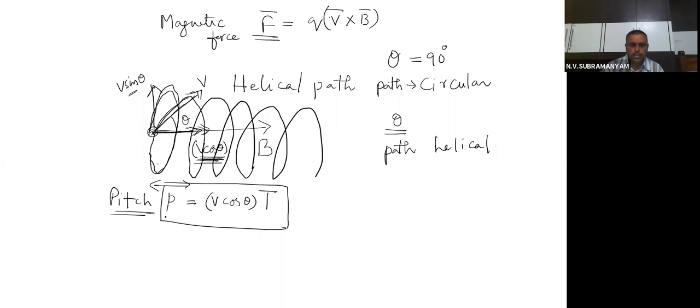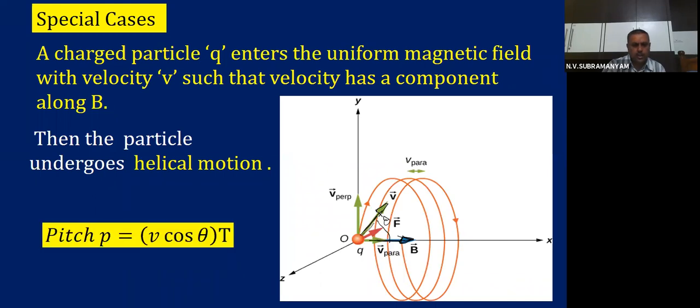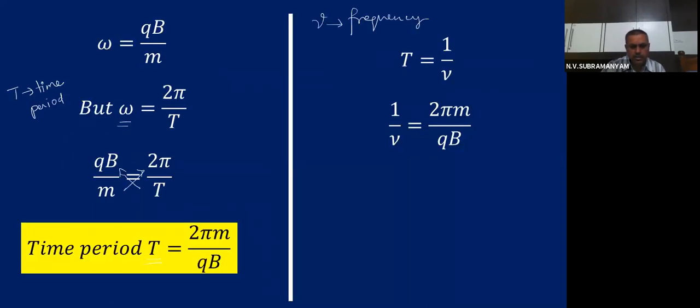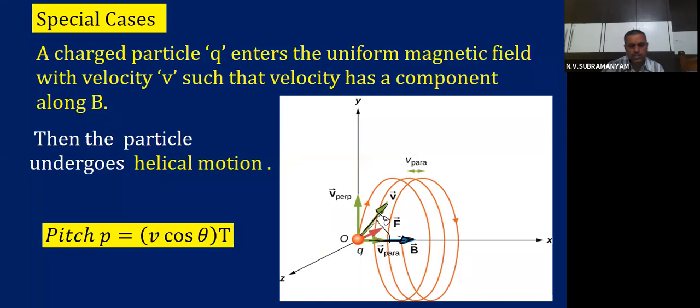So this is the pitch of the helix, children. I hope you have noted it down. The particle undergoes helical motion such that the pitch will be V cos theta into the time period. And you already know the time period formula, 2 pi m by qB, that you can substitute there. This time period you can take from there.